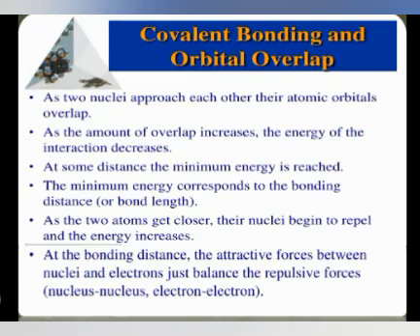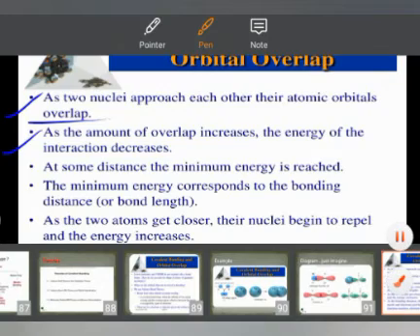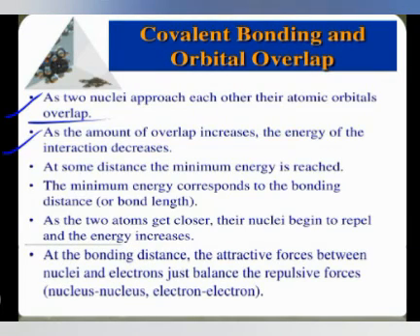So next, as two nuclei approach each other, atomic orbitals overlap, that we come to know. As the overlap increases, the energy of interaction decreases. At some distance, the minimum energy is reached. The minimum energy corresponds to the bonding distance. Then it is called bond length. That's why it is bonding. What is bond length? Bond length is the distance between two nuclei, as you studied. So the minimum energy corresponding to the bonding distance is called bond length.